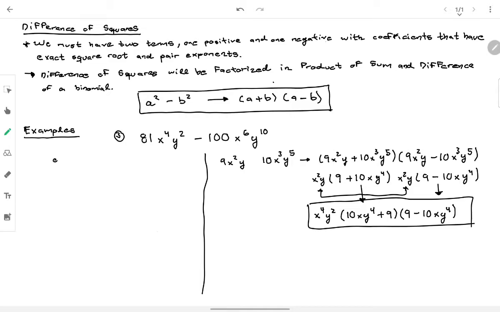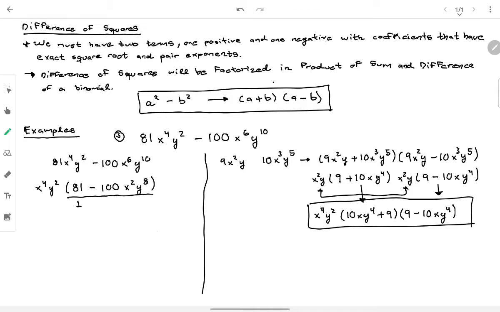We have 81 x to the 4 y to the second minus 100 x to the 6 y to the 10. So we can take out what is common on both terms, that is x to the 4 y squared multiplied by 81 minus 100 x squared y to the 8. Then, of course, what is inside the parentheses is also a difference of squares.